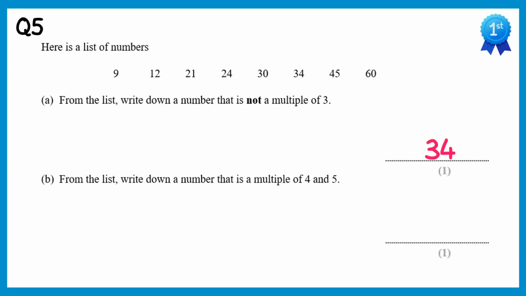For part B, we need to find a number that's a multiple of 4 and 5. So you can use the same tactic again, or the lowest common multiple of 4 and 5 is 20, so we're looking for a number in the 20 times table. So 20, 40, or 60, and so on. So the answer happens to be 60, because when you divide it by 4 and 5, you get whole number answers.